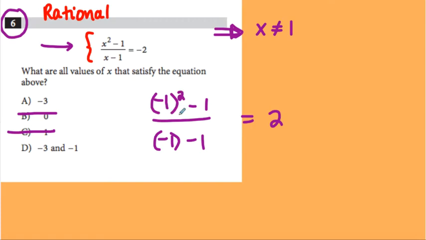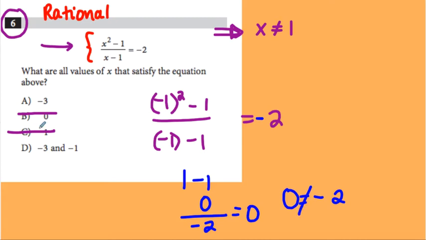All right, so negative 1 squared is 1. Minus 1 gives me 0. 0 over negative 2 is 0, which is not negative 2. So negative 1 is not my answer, so my answer has to be A. Do you have to even test it? No, not really, because you've gotten rid of all the other options. Okay, so those are some things that I notice. Let me see what else we got going on here.